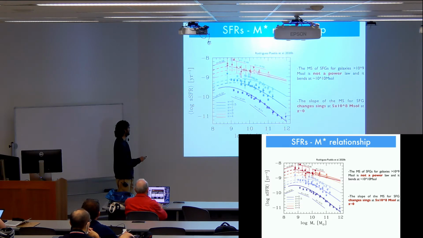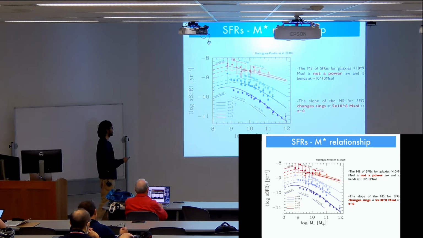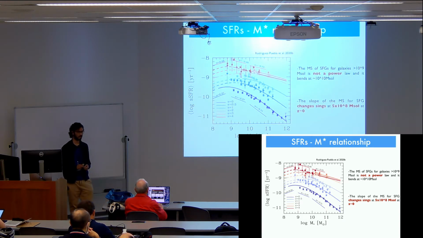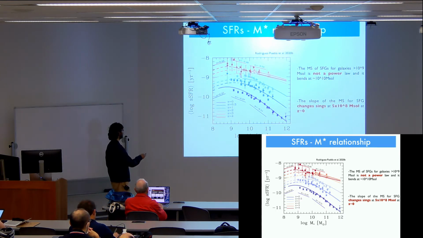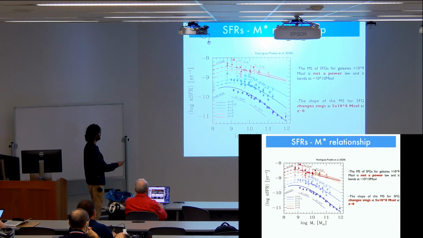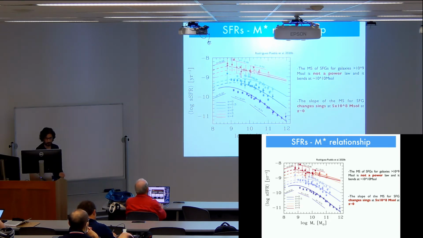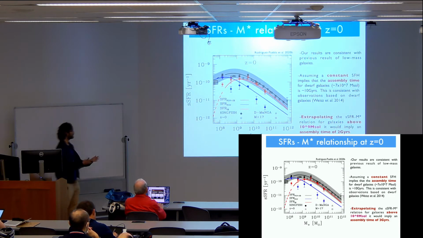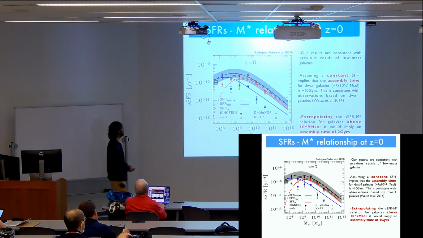Now, one of the interesting things that came out from this model is that there is a turnover below 10 to the 9 solar masses for the star-forming main sequence galaxies. Whether this is real or not, we need more data here. And at higher redshifts, it will also be interesting to see what the James Webb predicts. But basically, at all redshifts, we see this turnover below 10 to the 9. At least for redshift 0, we can compare to local samples.